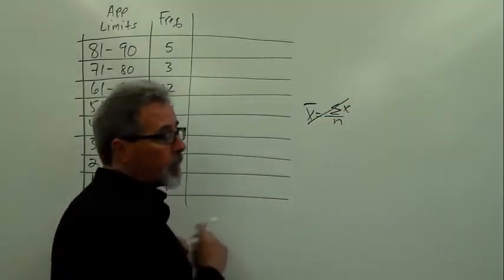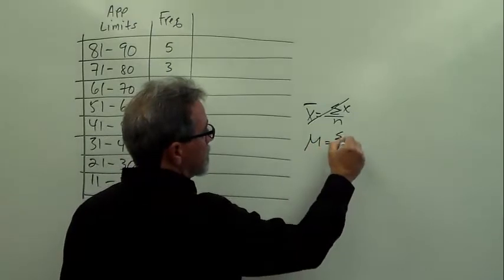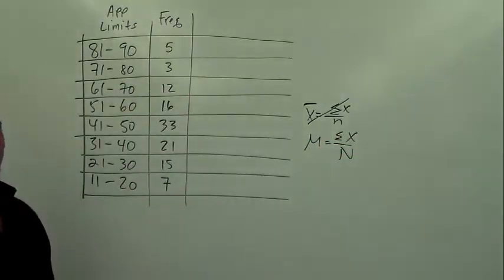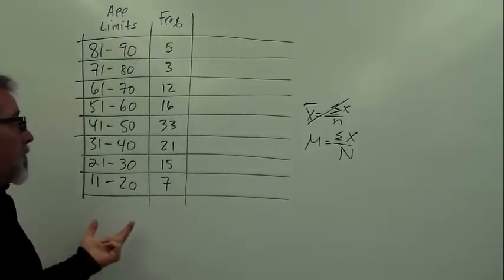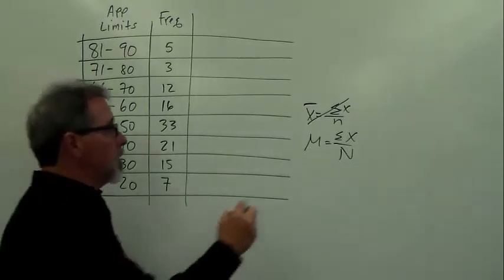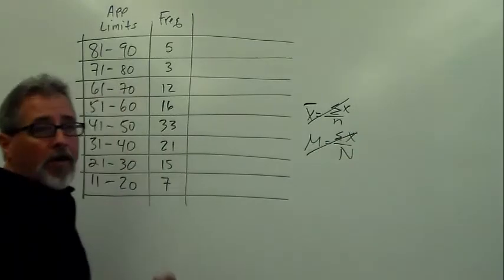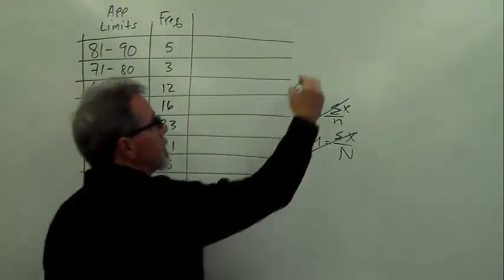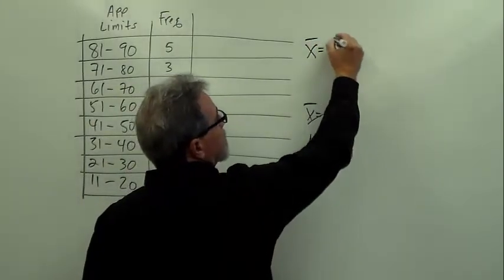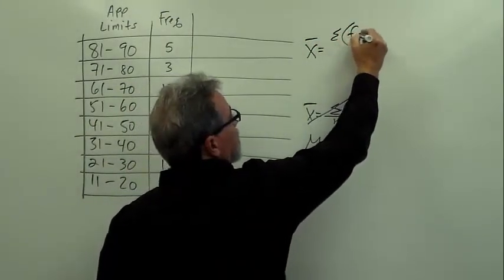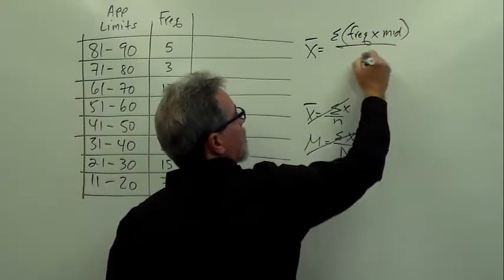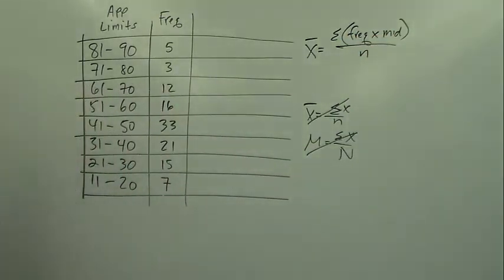That's for raw data. Then we have this one, sum of x over big N. Well, again, that needs raw scores, and that's for the population. We don't have a population. We have a sample here. So we can't use that one. We could use the one with frequency in it, because that's what we have. So we want to use this formula: mean equals the sum of frequencies times midpoints over n. That's the formula we're going to use to solve this.